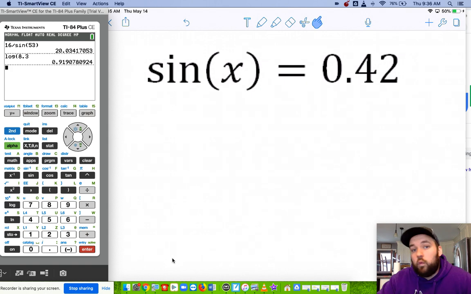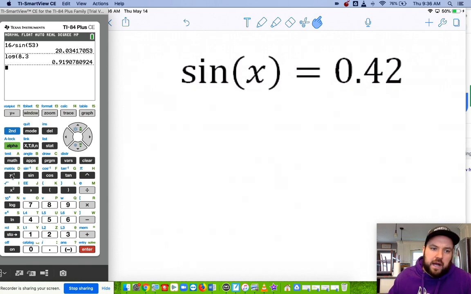Here, if I want to know what angle has a sine value of 0.42, I can do what's called inverse sine. Now, on the calculator, right above sine, cosine, and tangent, for me, it's in blue. For you, it might be in yellow. It says sine -1.